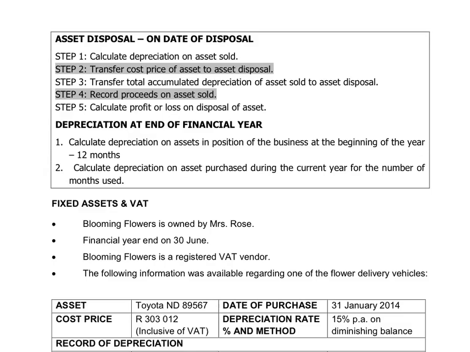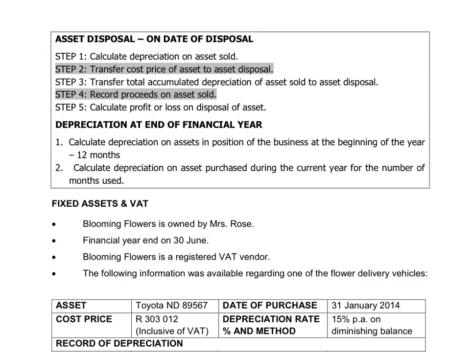Good morning. We will pay attention to asset disposal, fixed assets, and VAT today. When we do asset disposal, we must work very systematically to do the 5 steps that are required on the date of the disposal. Step number 1 is to calculate the depreciation for the current year.